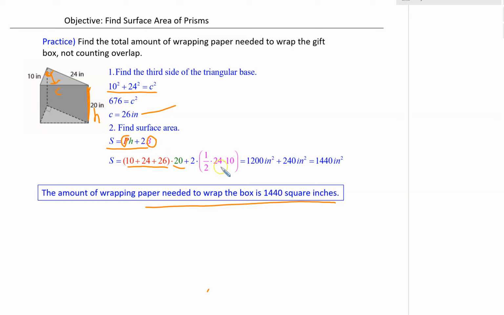So we have 1/2, and remember that the area of a triangle is 1/2 little b, little h, and little b and little h for a triangle form the right angle. They're perpendicular to each other. And again, there's that right angle, which means that your 24 and your 10 inches have to be little b and little h for that calculation. All right, moving on.